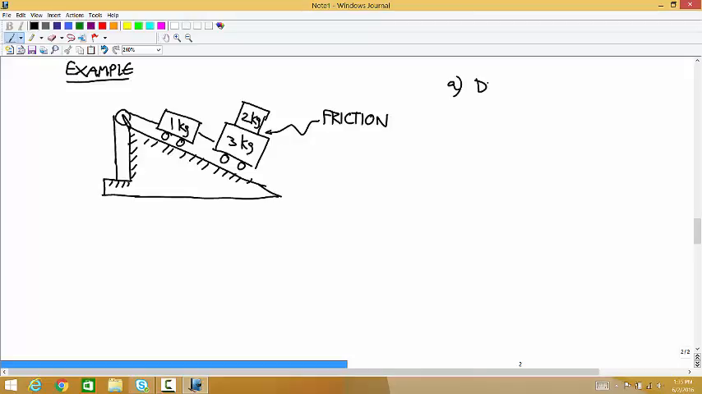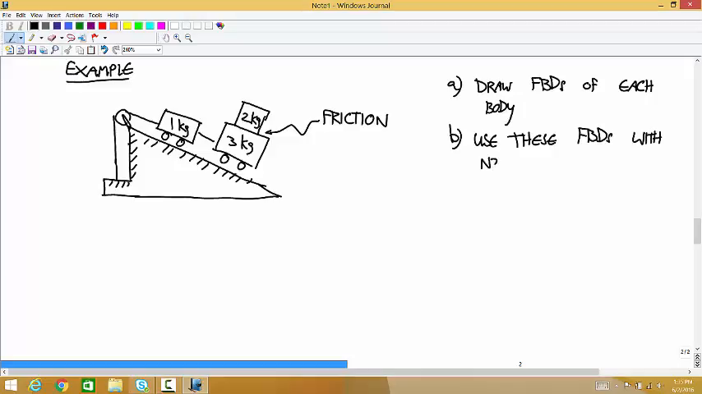So first, we're going to draw free body diagrams of each body. And then second, we're going to use these free body diagrams with Newton's second law to calculate the cable tension and all the contact forces.